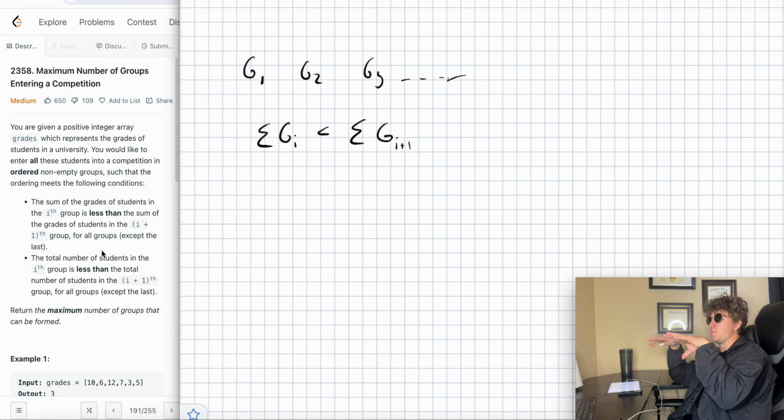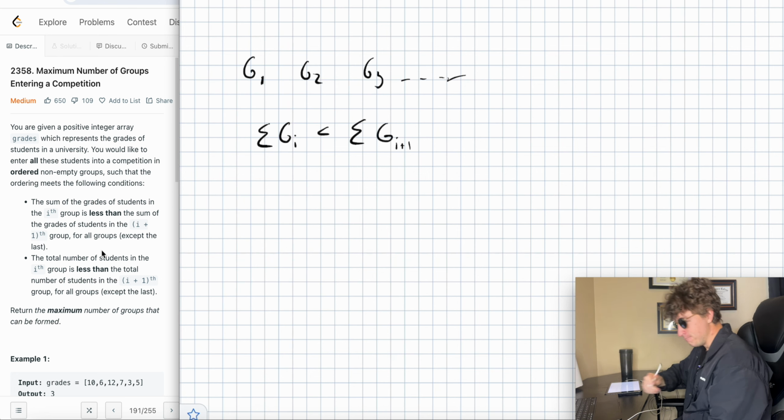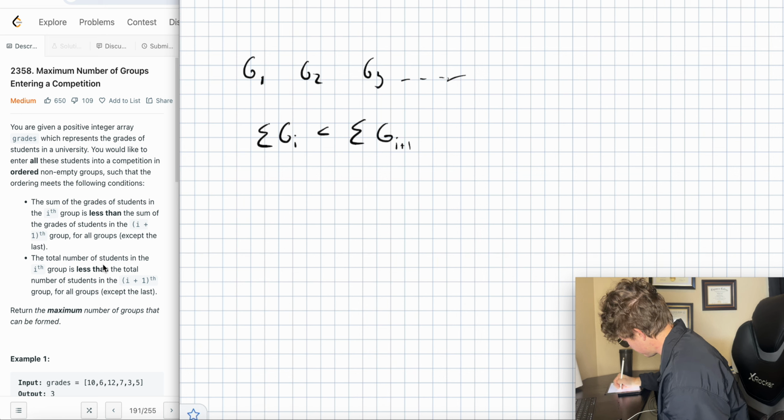So we're going to make groups in an order, and I say this first group, their grades in totality are less than the totality of the groups ahead. All right, so that's my first condition.